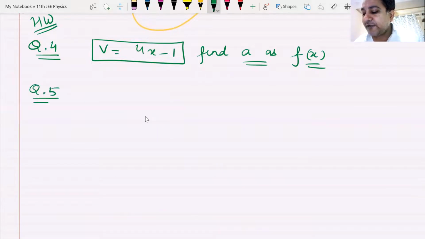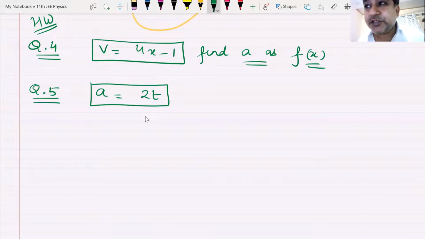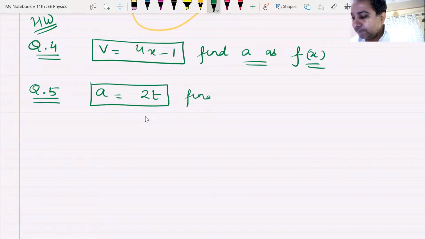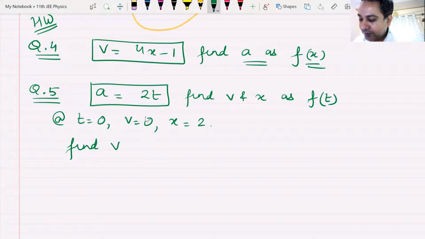So question number 5, reverse code. Acceleration is given as 2t. Acceleration of a body as a function of time is given as 2t. Find v and x as a function of time. At time t is equal to 0, v is equal to 0, x is equal to 2. Find v and x at t is equal to 2 seconds.